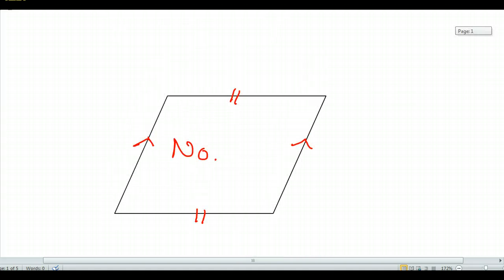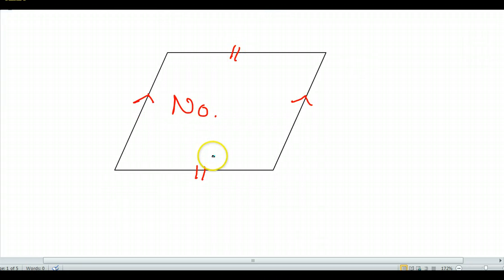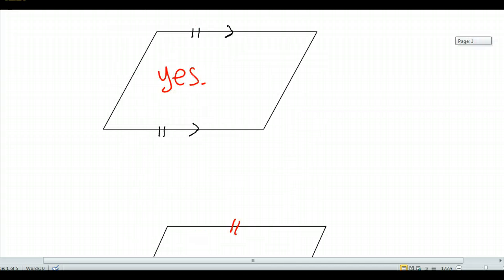This one, no. Wait, can I see the first one again? Why? How is it different? Because it's the same pair of sides. See how it's the top and bottom that's parallel, and it's also the top and bottom that are congruent. But on this one, it's the top and bottom that are congruent, but it's the sides that are parallel. It's got to be the same ones both times. It can't be the top and bottom and then the sides. It has to be the same.